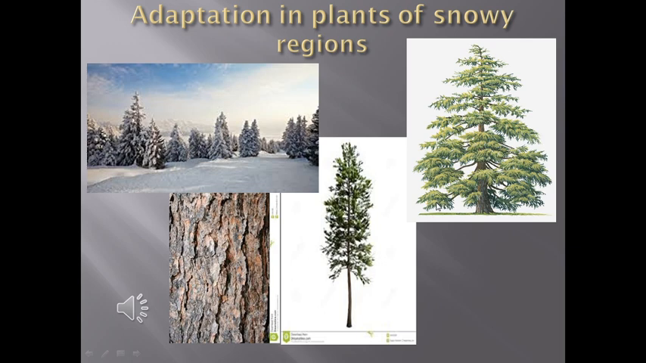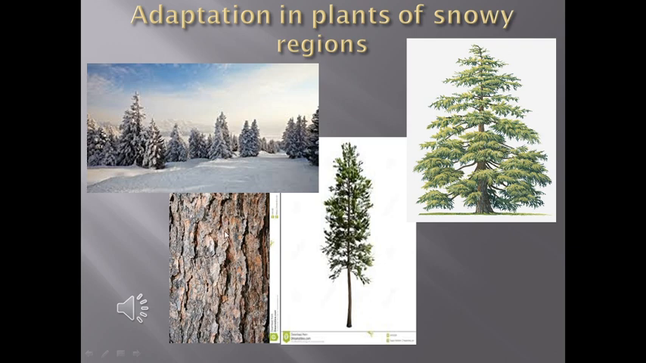If you observe the shape, it looks like a cone, it looks like a triangle. So, whatever snow will fall on them will slip off and slide off and come back to the ground. It will not stay on the tree for a longer time. In the same way, the branch or the trunk of the tree is very thick. There is a thick bark so that they can withstand the cold temperatures.